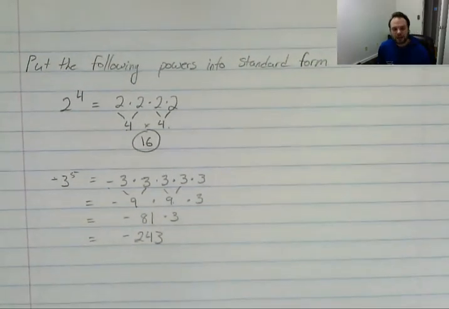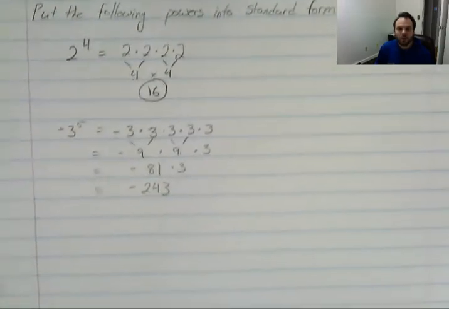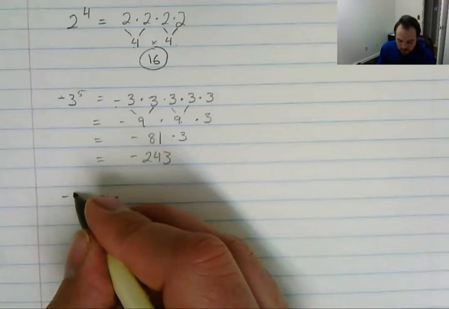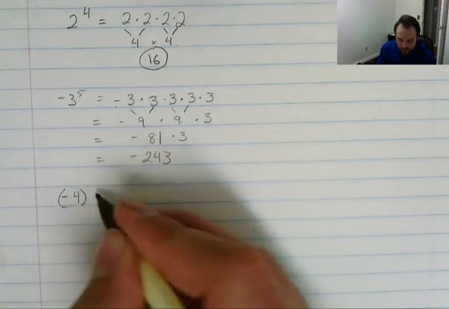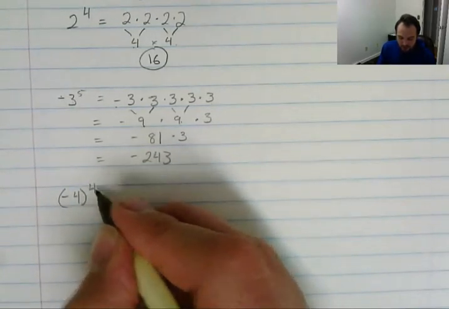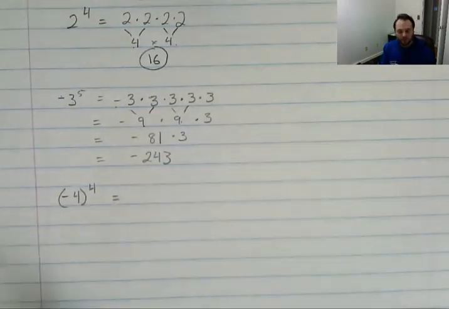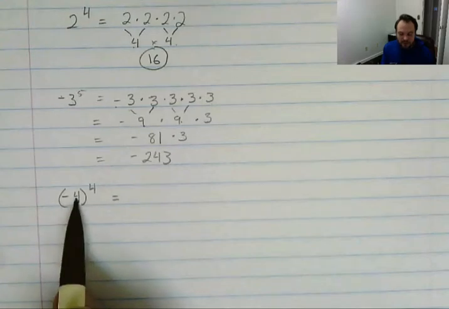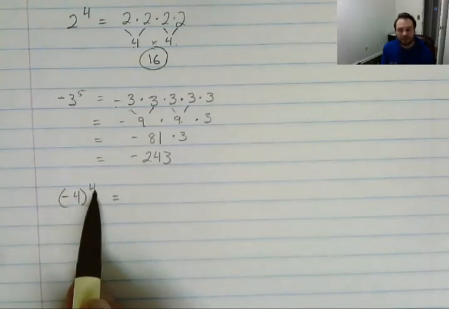Okay, let's look at another example here. Now this one I'm going to use brackets. So let's try this one here. If I put negative 4, and I'm going to say to the power of 4. Now if I look at this, this is saying everything in here has to be multiplied together 4 times.